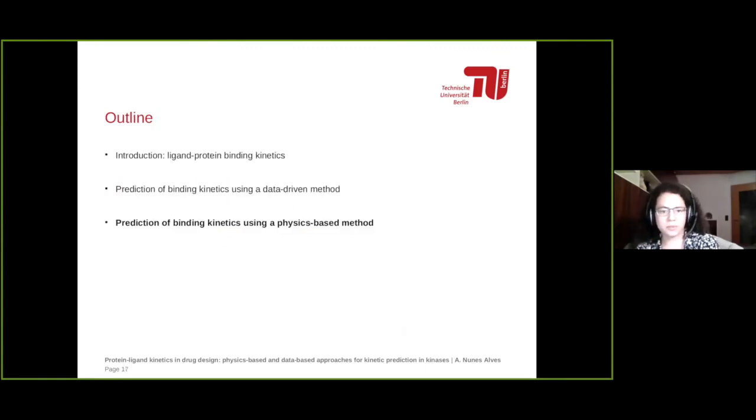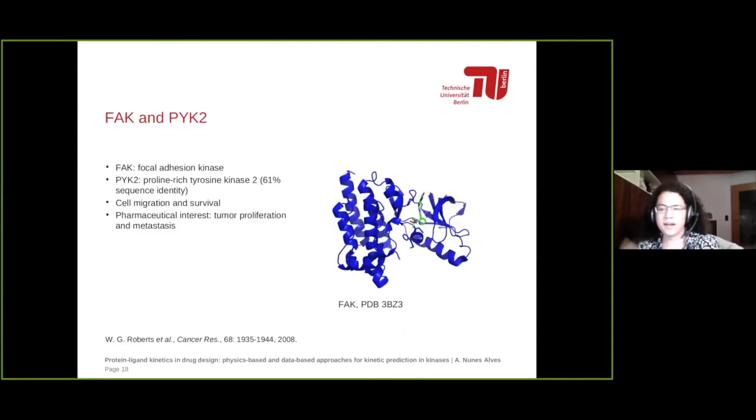Now, the third and last part is the prediction of binding kinetics using a physics-based method. Again, we'll talk about kinases, but for this part we use FAK and PYK2, which have 61% sequence identity with FAK. These kinases are important because they're involved in cell migration and survival and in cancer. The pharmaceutical interest in these kinases is tumor proliferation and metastasis, so if we can inhibit these kinases, we can better deal with cancer.